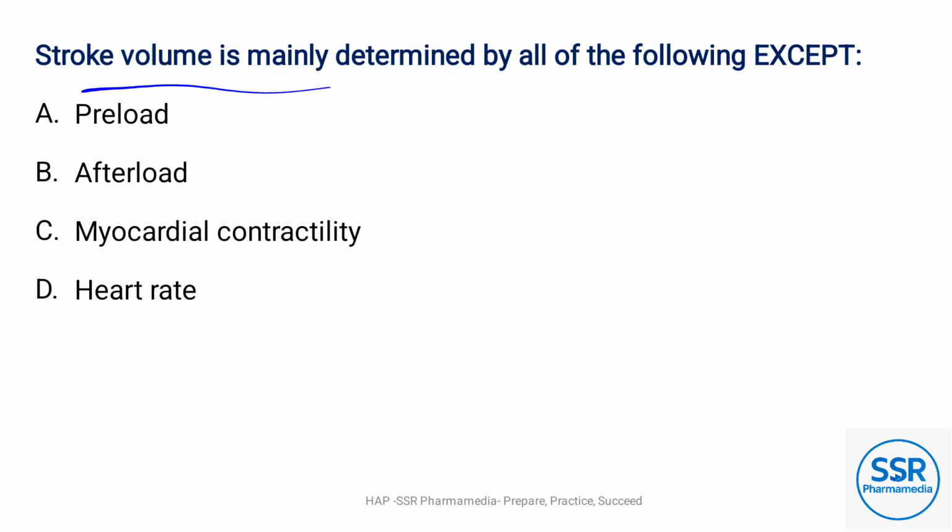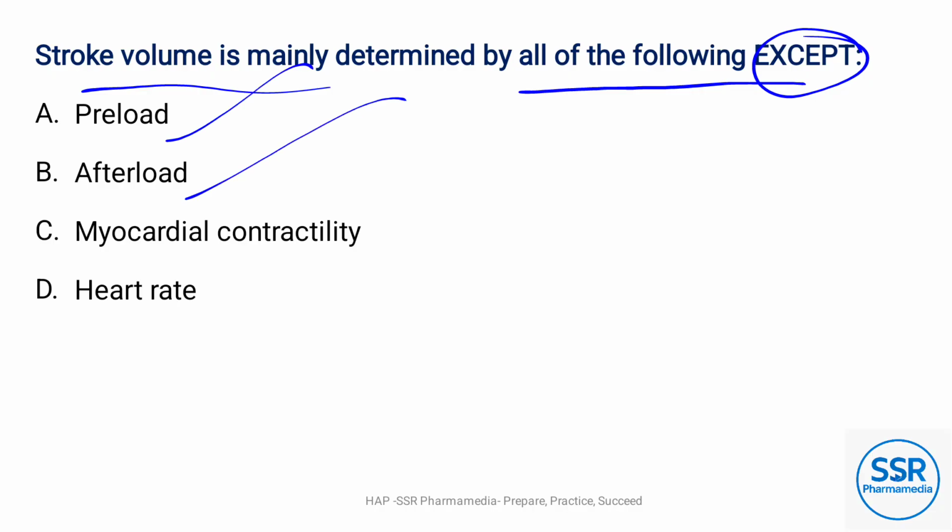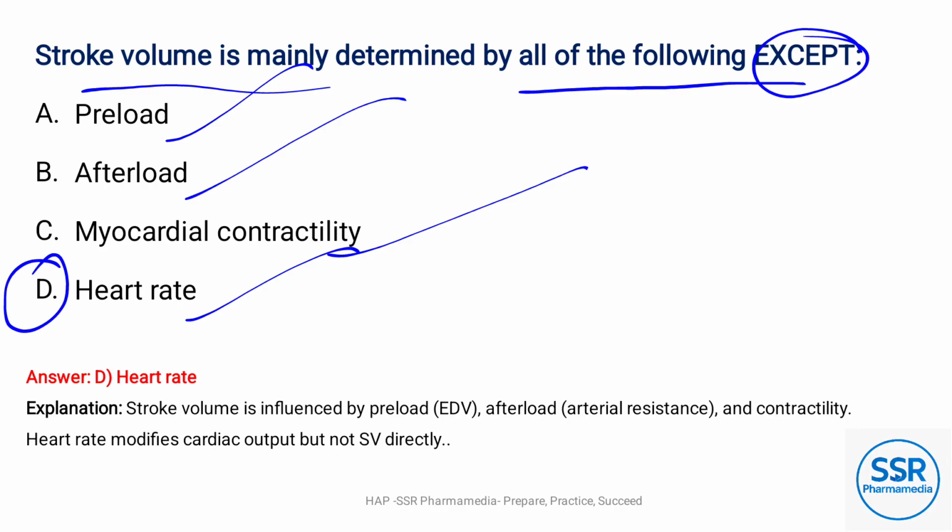Stroke volume is mainly determined by all of the following except: option A, preload; option B, afterload; option C, myocardial contractility; option D, heart rate. The answer is option D, heart rate. Stroke volume is influenced by preload, that means end diastolic volume, afterload, which is arterial resistance, and contractility. Heart rate modifies cardiac output but not stroke volume directly.